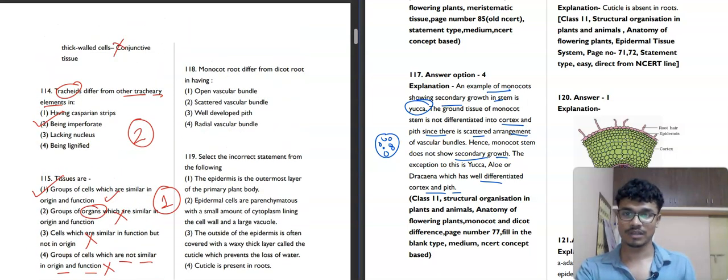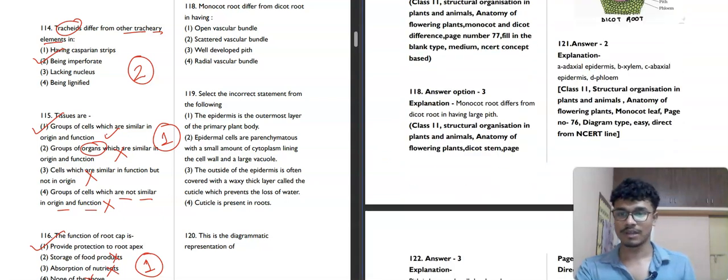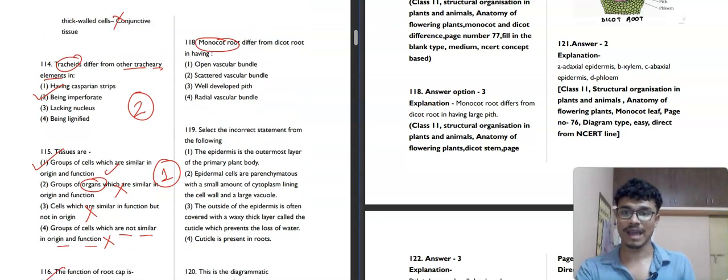Now we'll move toward the next question, question number 118. Let's see what it is saying. Monocot root, it is saying, differs from dicot root in having open vascular bundle, scattered vascular bundle, well developed pith or radial vascular bundle. So monocot root differs from dicot root in having large pith. So the third option, well developed pith, is our correct answer.